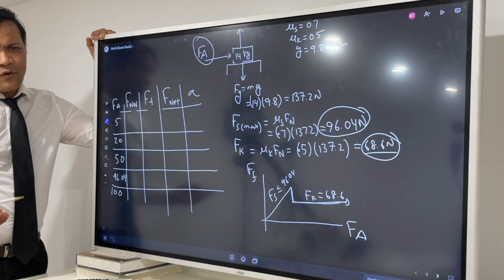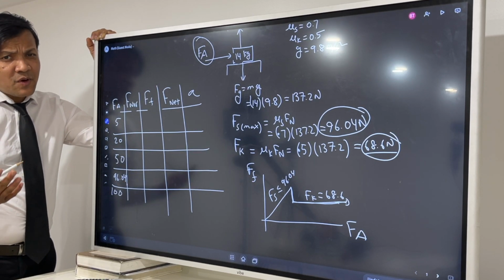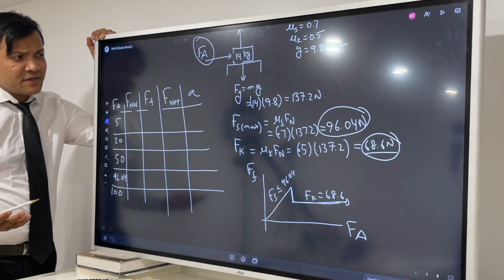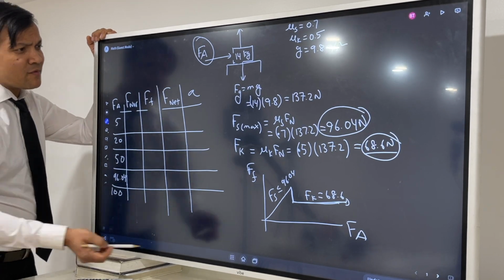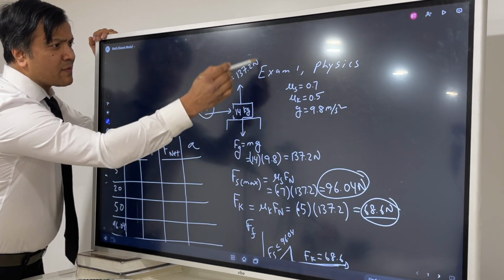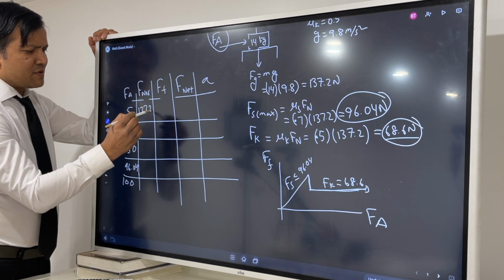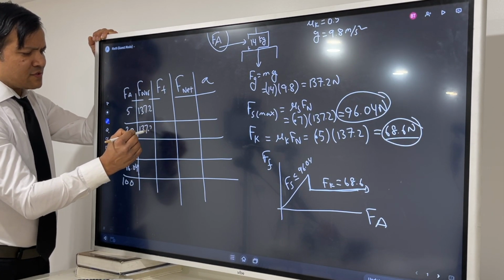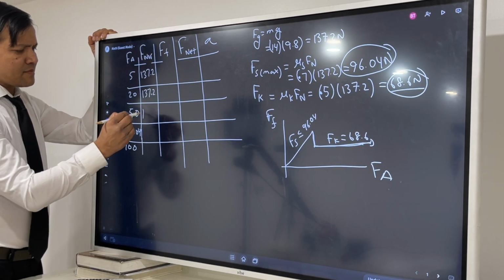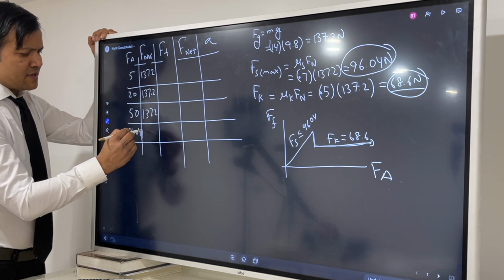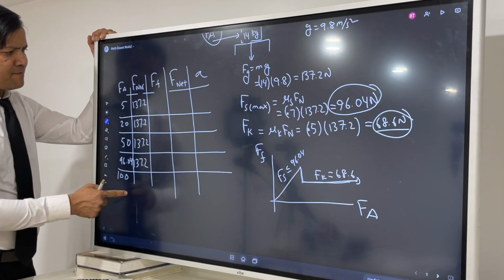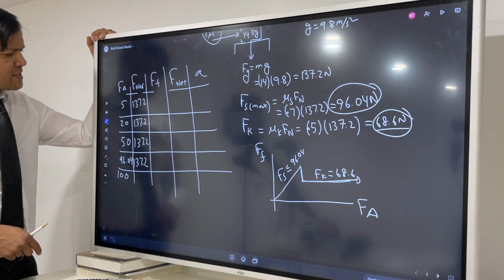Okay, the normal force is going to be the same because there is no upward force acting on this box. So the normal force is going to be 137.2 for all of them. That's obvious.